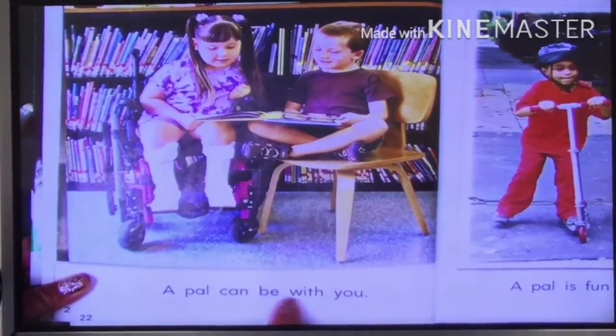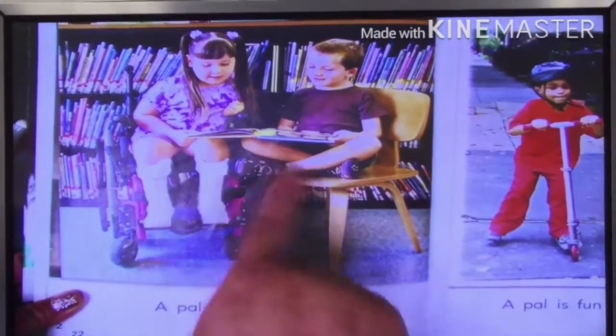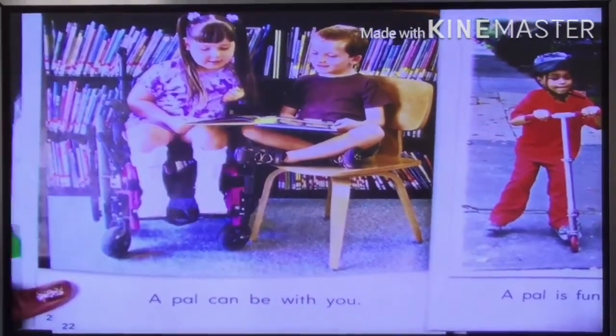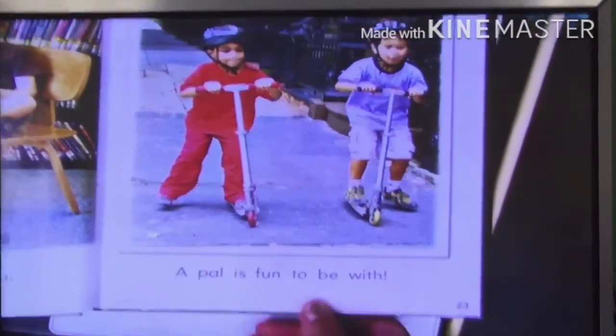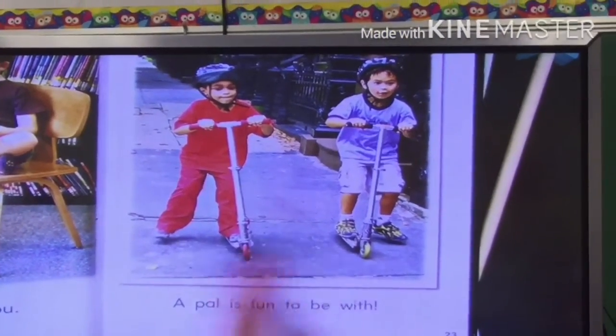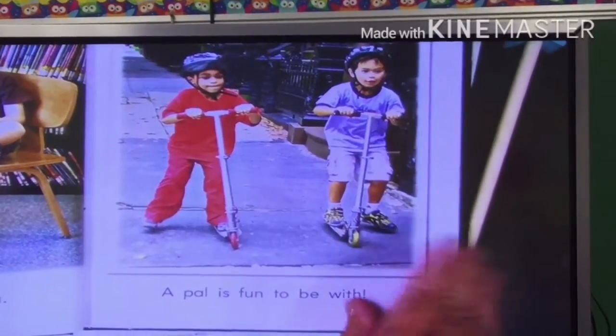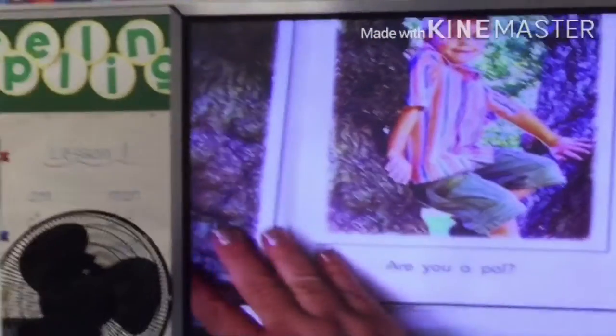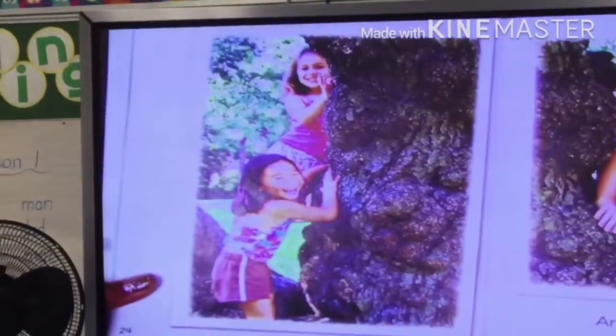A pal can be with you. See how they're just sitting together being with each other? A pal is fun to be with. See how they're playing? Then you have two pals in a tree.